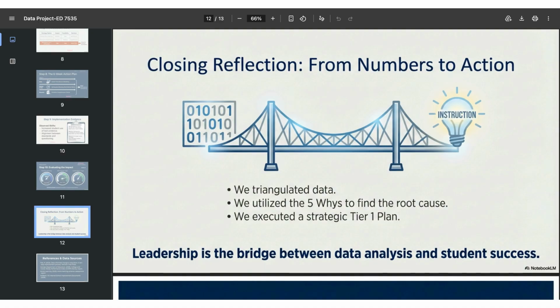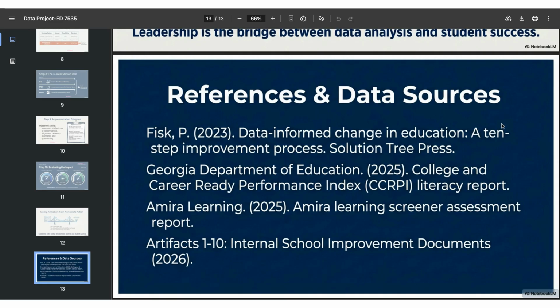A closing reflection: this project demonstrates that meaningful data were selected and triangulated. We analyzed using structured protocols and translated into a strategic action plan. Those artifacts documenting each step are included within this presentation. Most importantly, this project reinforced that effective leadership requires moving from numbers to action, ensuring every data point informs instructional decisions that support student success. And our last slide is our references and data sources.